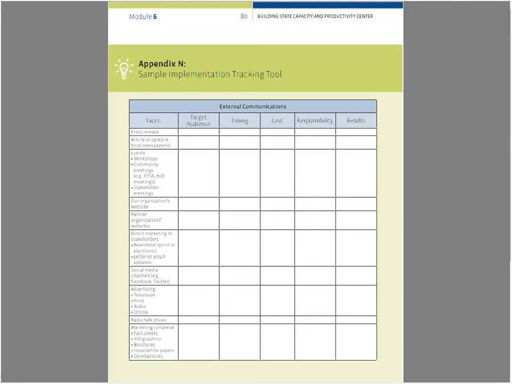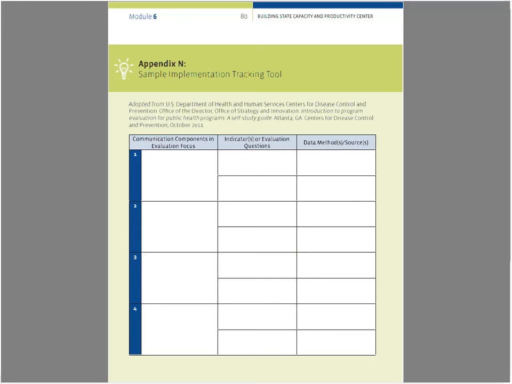And then for step 4, evaluate and adjust, we have a few things. Page 82, Appendix O, is a sample evaluation tool, and it can be used as a basis to develop evaluation resources related to your plan. If you scroll down, at least that's the approach that I use, there's a component, and then there's an indicator or evaluation question, and then a place to identify data methods.